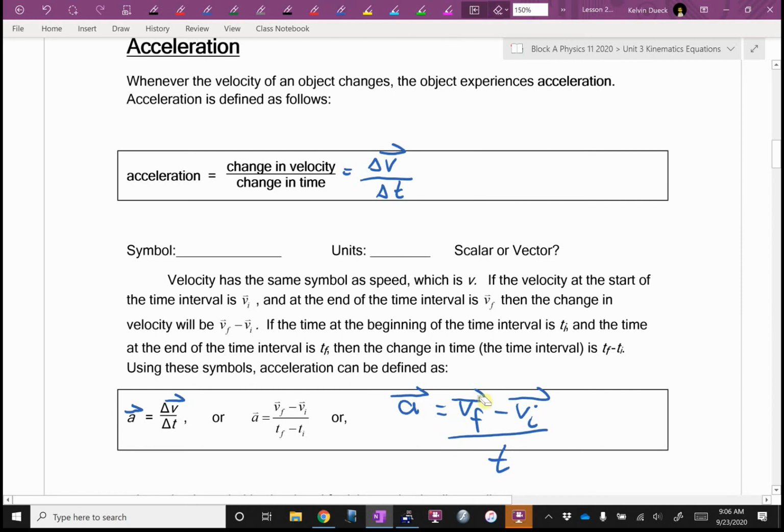Kiana, look up. How many different variables are there in this equation? A, VF, VI, and T. How many different variables are there? How many different equations are hidden in this equation?